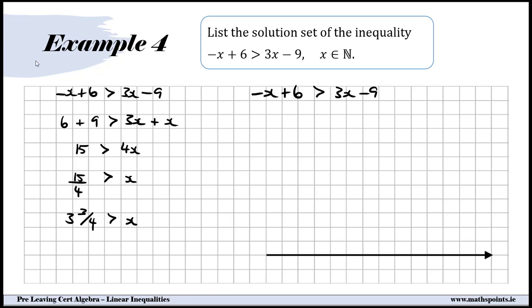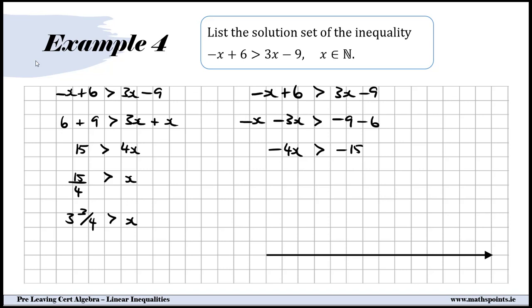So collecting the x terms on the left, -x is already on the left hand side. To remove a 3x from the right hand side, we have to subtract a 3x from both sides, and that's going to be greater than -9, which is already on the right hand side. And to get rid of a +6 from the left hand side, I'm going to subtract a 6 from both sides. -x - 3x is -4x, and that's greater than -9 - 6, which is -15.